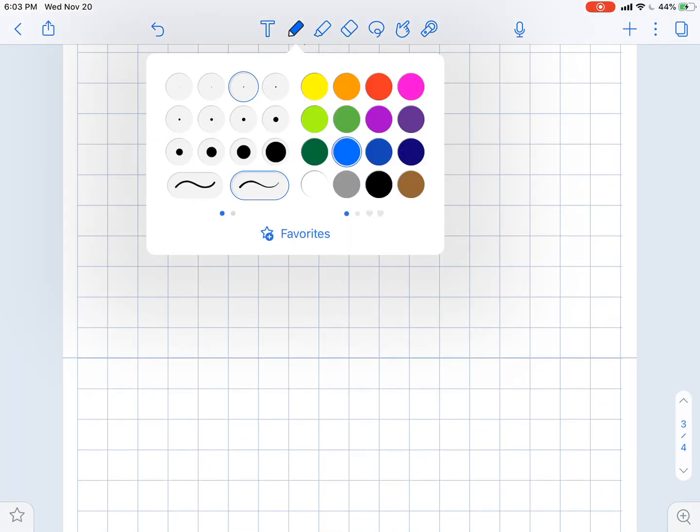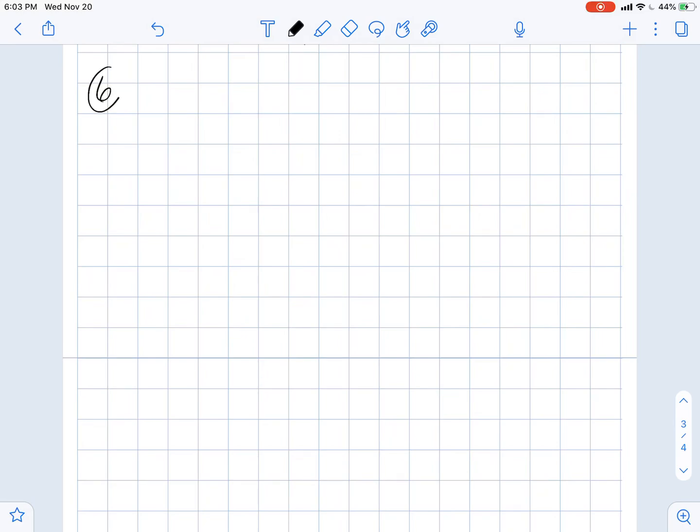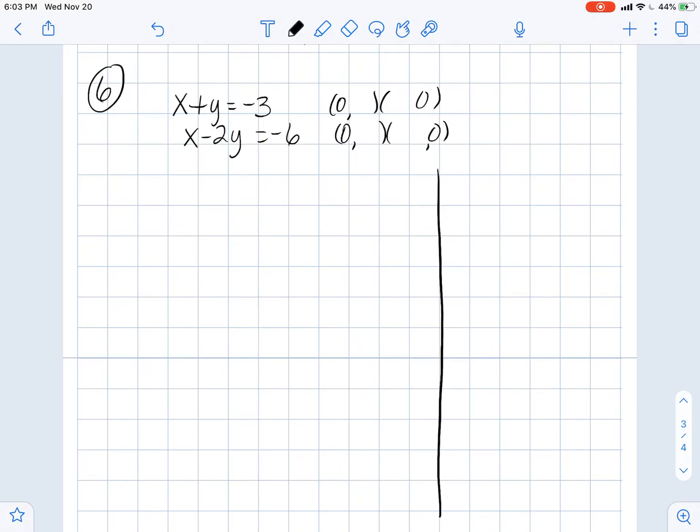Okay, number 6. x plus y equals -3. x minus 2y equals -6. Again, I like doing these by zeros, and as long as you don't get any fractions or anything, this actually works really well. So I'm going to do that one by zeros. If it's in standard form, I typically go and do the zeros.